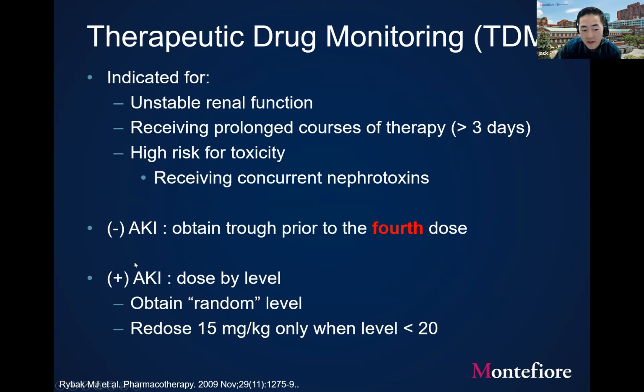If they have AKI, you just dose it by level. And what dosing by level means is you give them a dose, you obtain a random level whenever. Typically I get it with morning labs, so they can batch everything together. And then you redose them weight-based only when the level is less than 20. If you're treating a skin and soft tissue infection, you can redose it when it's less than 15.